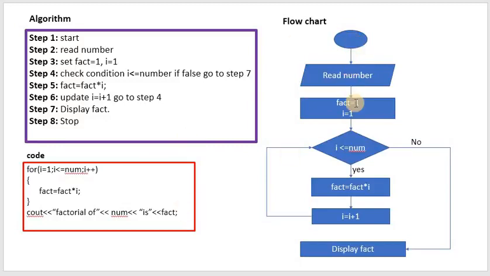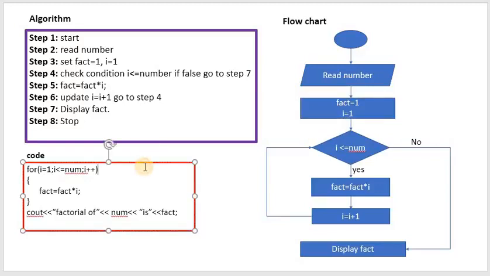So start, read number, fact is equal to 1, I is equal to 1. It is step 3, and in step 4 you are checking the condition I less than or equal to num. If it is false, then you have to display fact. If it is yes, then fact is equal to fact into I, then I is equal to I plus 1. So you have to go through these, just be aware of the shapes. Input and output should be in a parallelogram, and this should be in a rectangle shape. So this is how you write a flowchart.